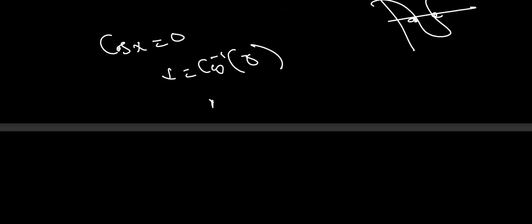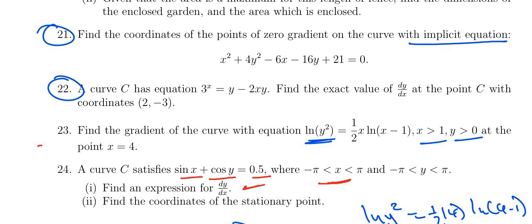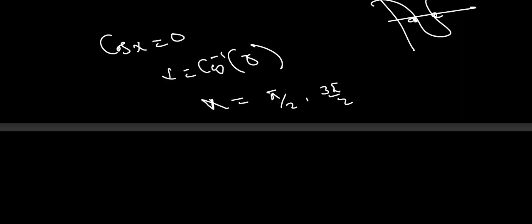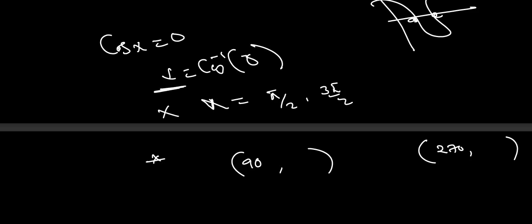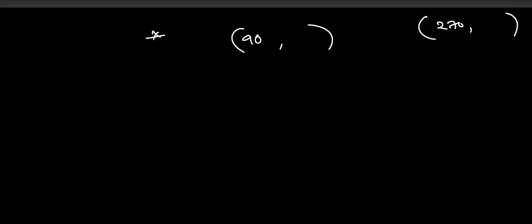So x is equal to 90 and 270, which is 3 pi over 2. Yeah, so they're saying the coordinates, right? Once you get this, there is a 90, then there is a 270 comma something. These are the x values. Replace them in the original equation to get the corresponding y values, because we said wherever you have cos y and sine x added, they gave us 0.5.